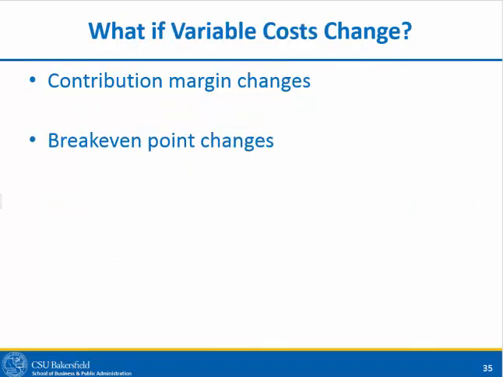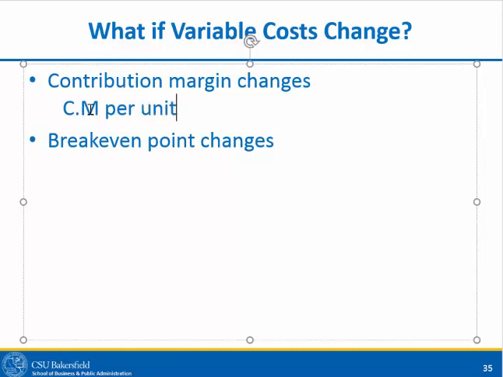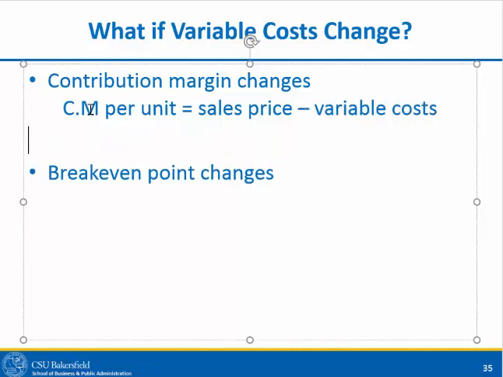The next is what if variable cost changes? First of all, contribution margin will change, because the contribution margin per unit is the result of sales price minus variable cost, right? You can see that. So when you have a variable cost change and the sales price remains constant, the result will change as well, and the total contribution margin will change as well, because that's the result of contribution margin per unit multiplied by the number of units, right?